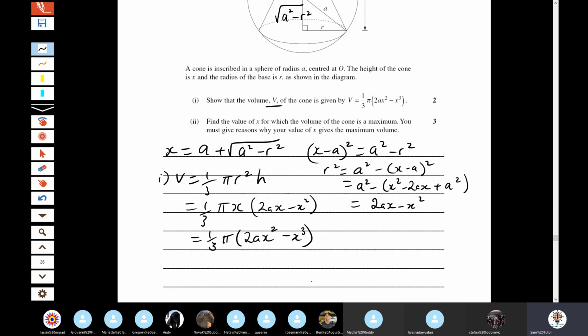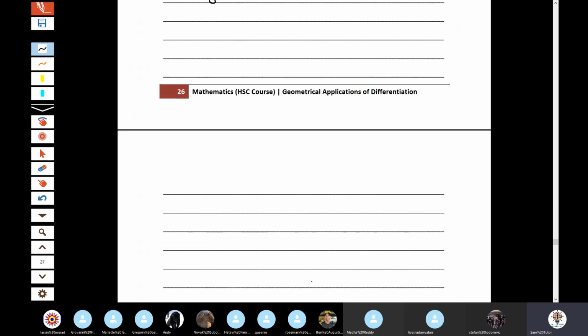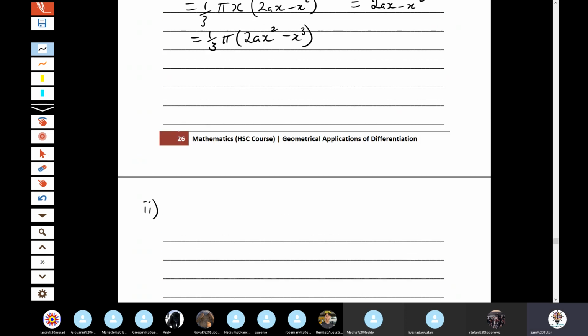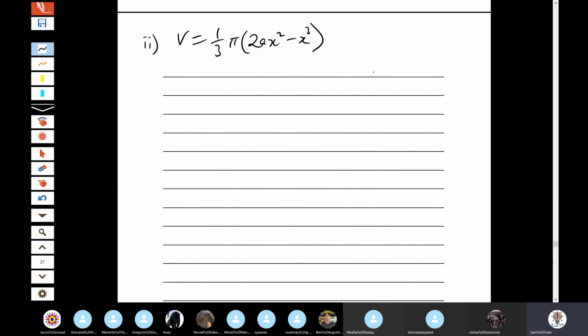Done part ii. If there's no questions, we'll start with part ii. What was the volume again? 1/3 pi (2ax squared minus x cubed). Again, it's just a personal thing, maybe you and your math are different. I don't like it factorized. I'm going to expand it before I differentiate.